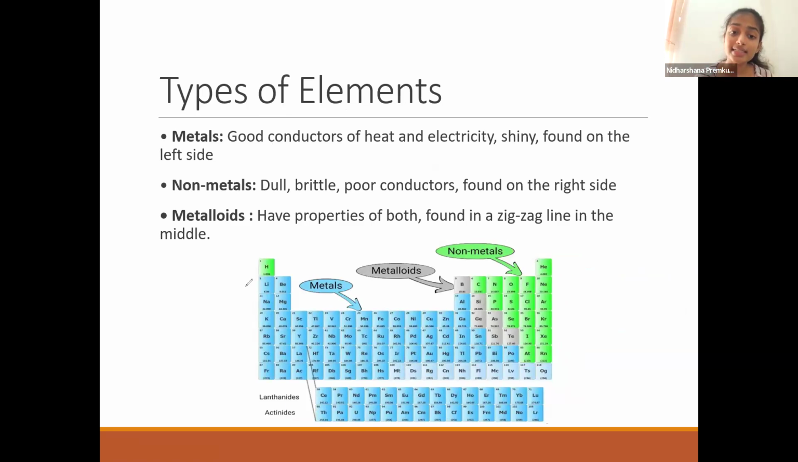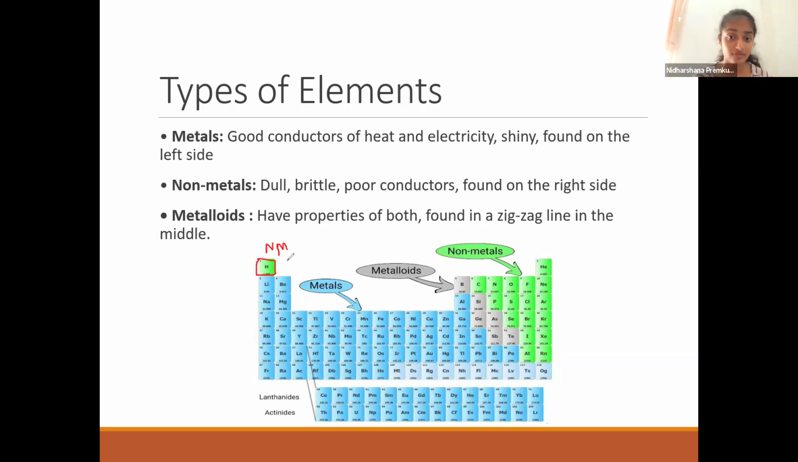So, metals are all of it that's found on the left side of the periodic table. But there's an exception, which is hydrogen. Hydrogen, although it is on the left-hand side, is the only exception, where it is actually a non-metal. That's the only non-metal on the left-hand side of the periodic table. Other than that, every other element on the left-hand side of the periodic table is a metal.